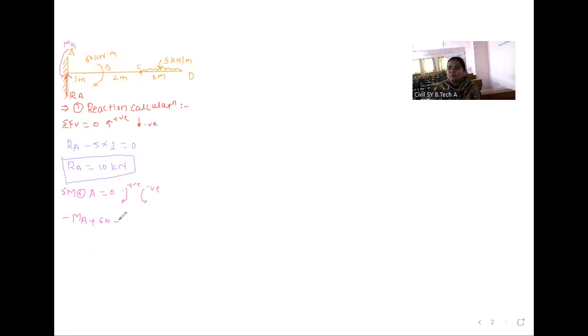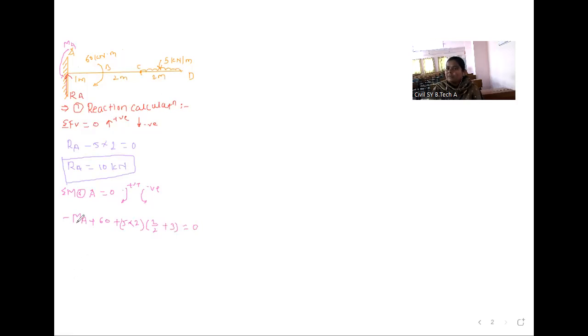So plus 5 into 2. This is UDL to point load. After that, it will act at 2/2, at the CG of this particular span. But at the same time, we have to take moment at A point. That means we have to add this 1 meter and 2 meter. So plus 3, which is equal to 0.